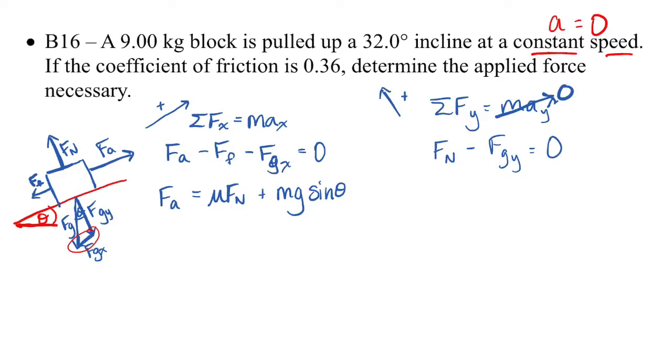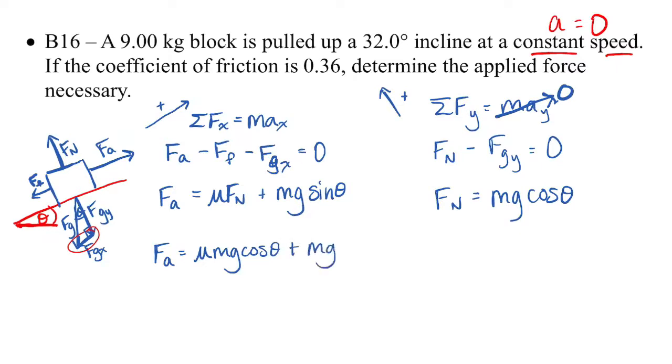So we know that normal force minus the force of gravity in the y direction is 0, so normal force is equal to the force of gravity in the y direction. But keep in mind, that's not just mg, which so many people want to say. Because it's on this side of the right angled triangle, it's not the hypotenuse. The hypotenuse is Fg, so I need to multiply that by cosine theta because it is the adjacent side. Now I can put that in for Fn. So now instead of Fa equaling mu Fn, I'm going to have mu times mg cosine theta plus mg sine theta.